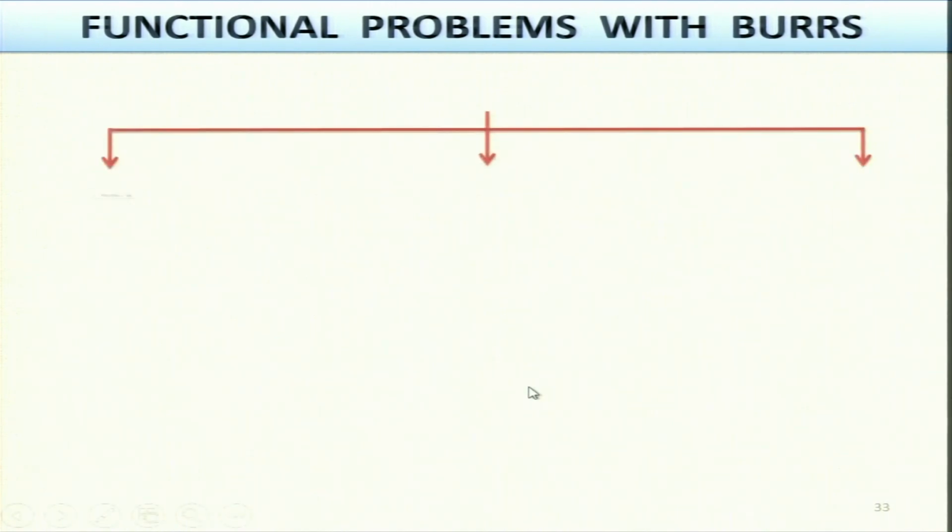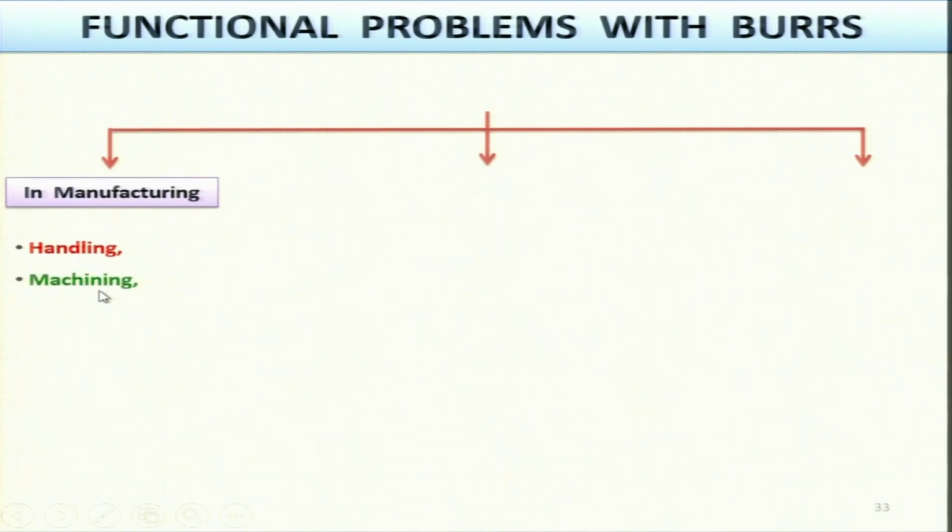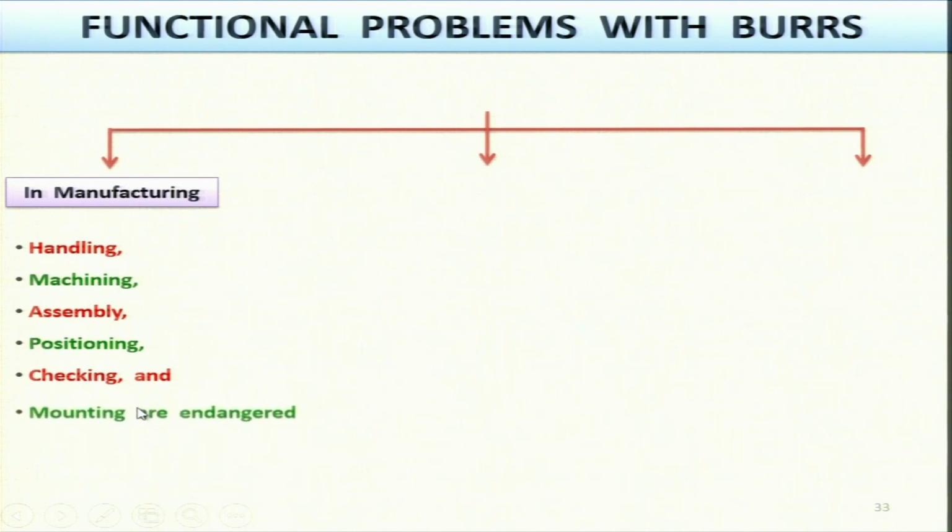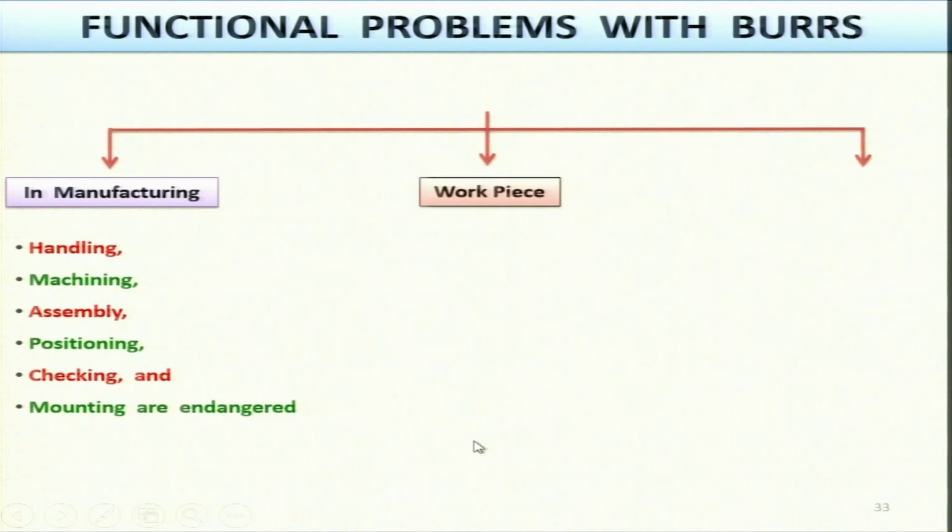So functional problems with the burrs. In manufacturing, handling of these components having the burrs is very difficult and dangerous for the operator or the person who is handling them. Machining is also a problem. Assembly is definitely a problem. Positioning of the part in the assembly is again a problem because of these burrs. Checking and finally mounting are endangered, so they have to be removed.